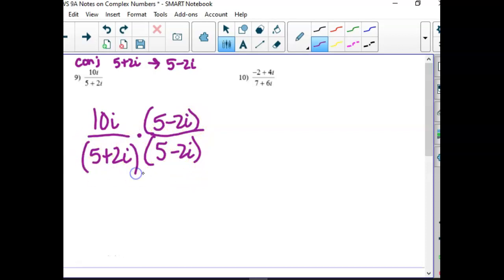All right. This is a nice one because on the top we only have to distribute once. 10i times 5 would be 50i. 10i times negative 2i would be negative 20i squared.